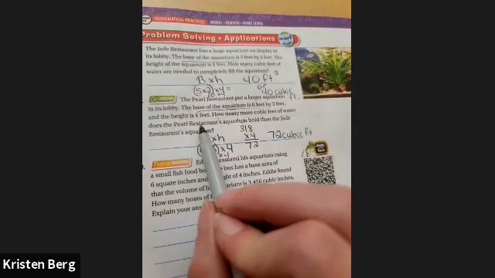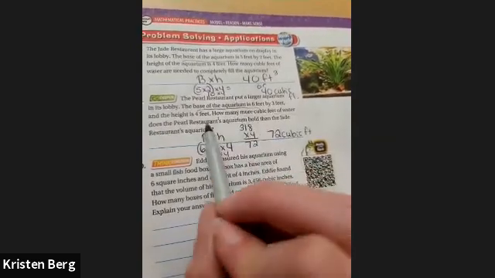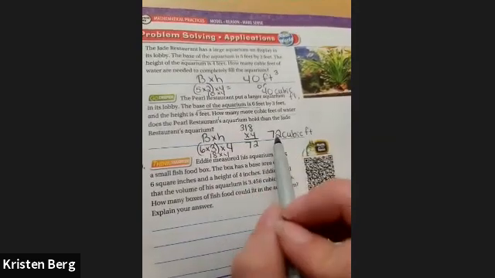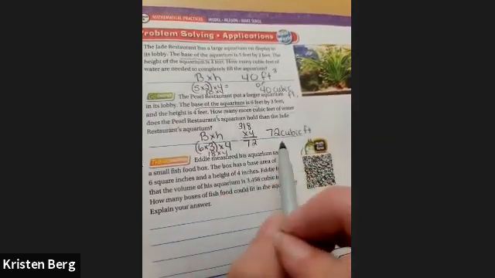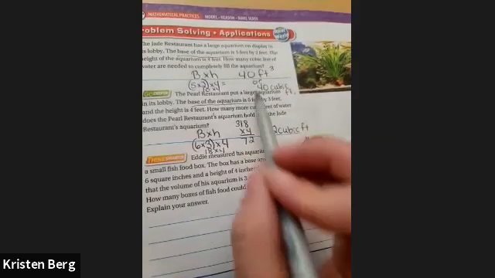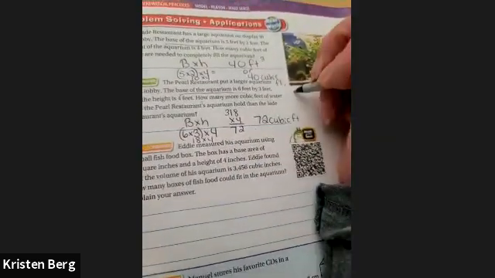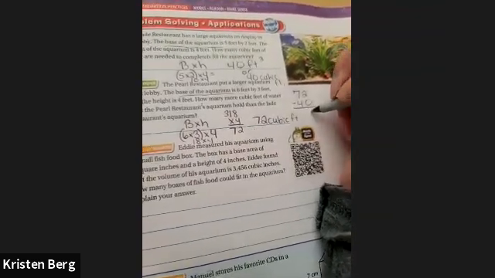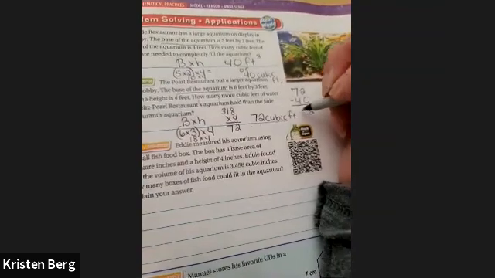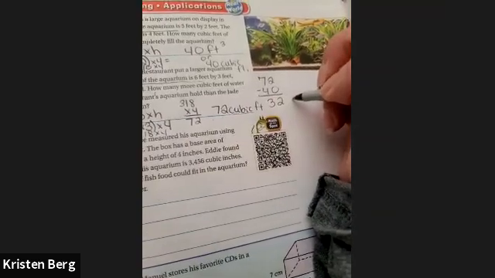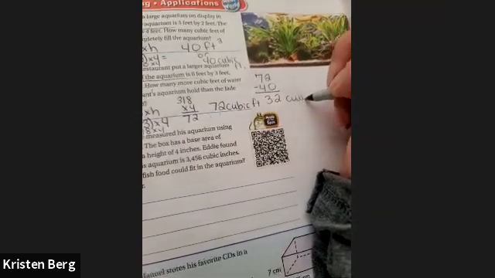Now the question is, how much more does the Pearl restaurant hold than the Jade? That is the question. So let's go ahead. How do we figure out how much more this holds than this? Well, you should be subtracting these two. So 2 minus 0 is 2, 7 minus 4 is 3. So your answer would be 32 cubic feet more.